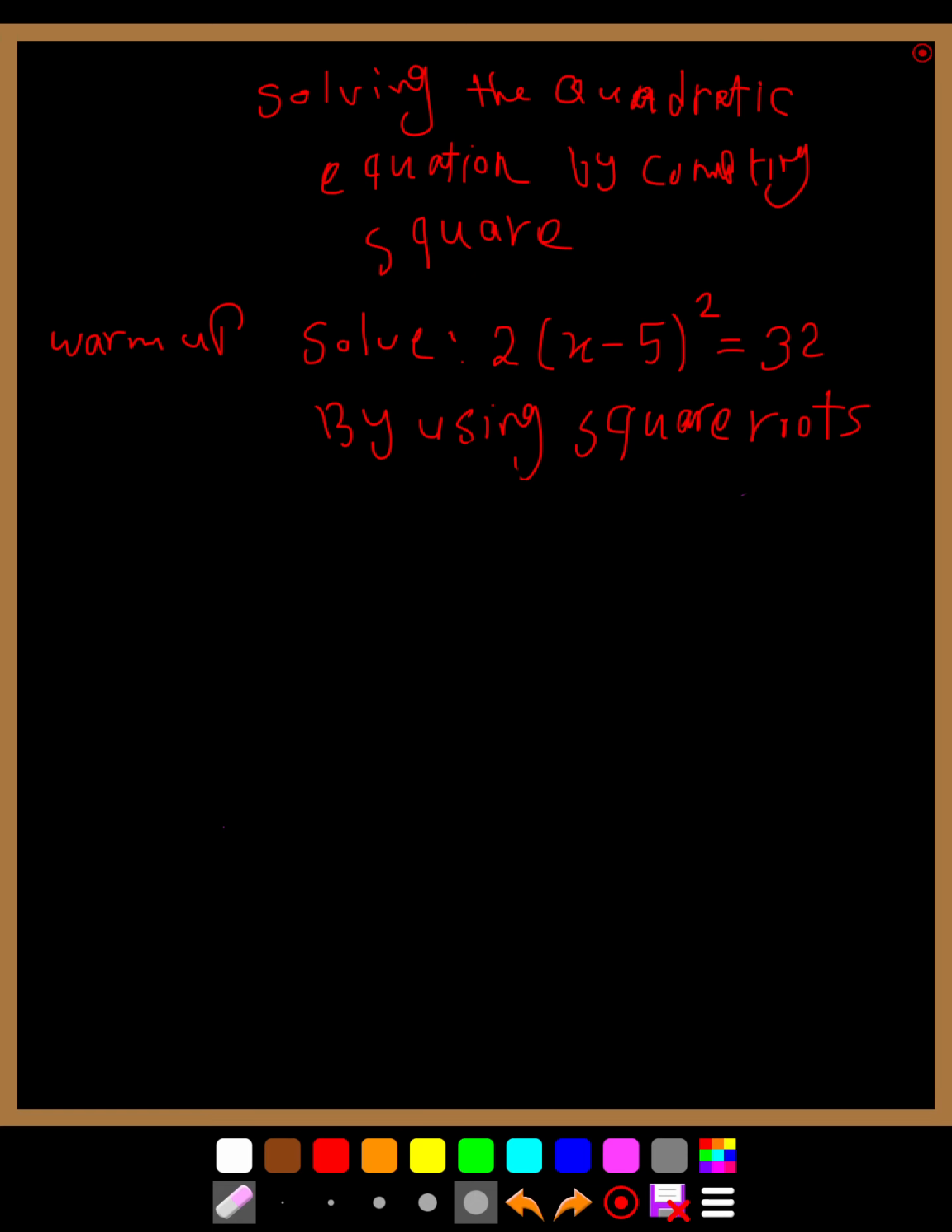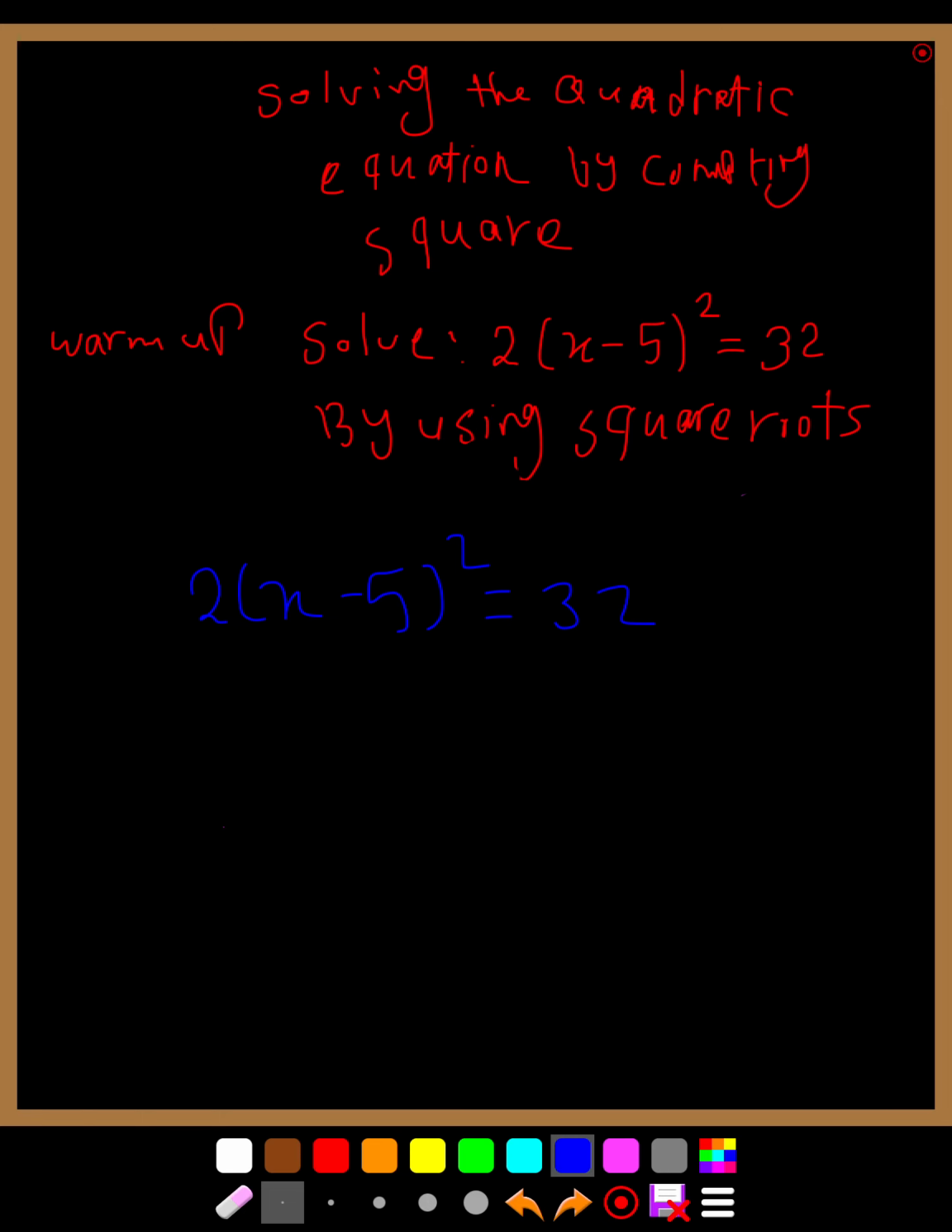As we already know, this is a quadratic equation, because the highest power is 2. Let's write it again: 2 times (x minus 5) power 2 equals 32. How can you solve this one? The first step, you are going to think how we cancel this 2.